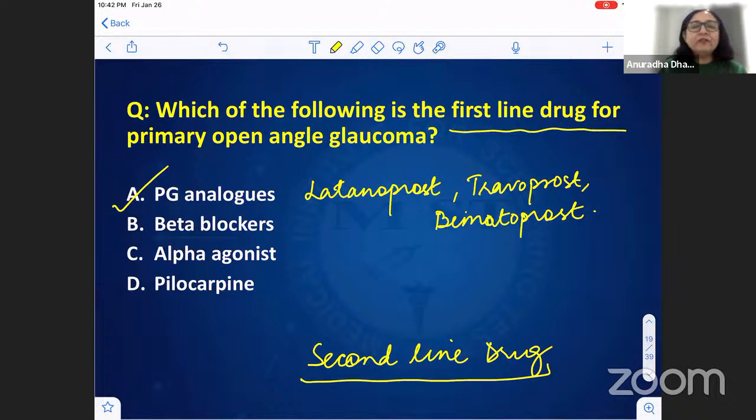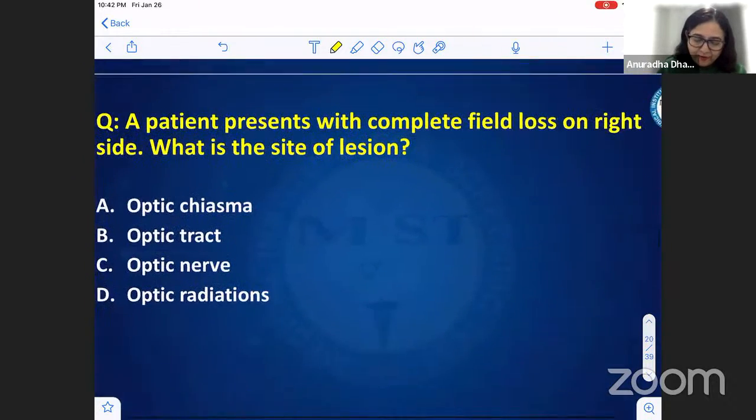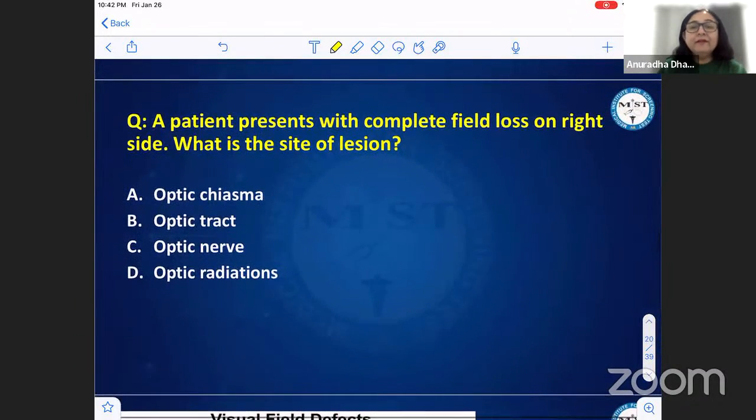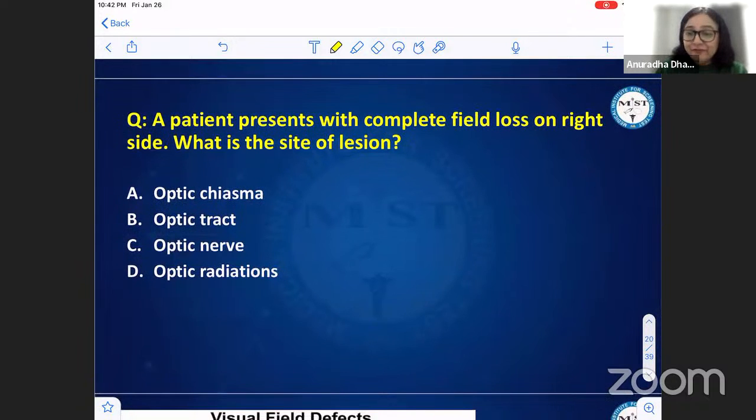And again, a very good question from a very important topic of anti-glaucoma drugs. Right, so again, the question from a very high yield topic, that is your visual field defects. The question was something like, a patient presents with complete field loss on the right side. What is the site of the lesion? Complete field loss on right side means on one side only. So you know that if the field loss is only on one side, it means it's involving only one eye, unilateral. Then it has to be a lesion in either the retina or optic nerve.